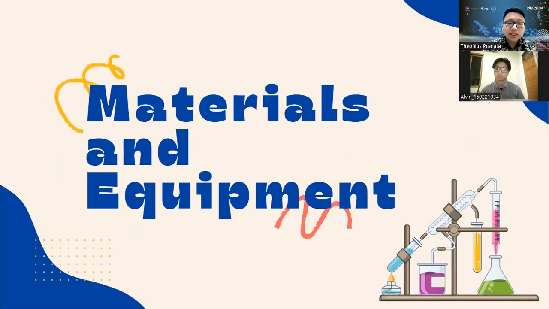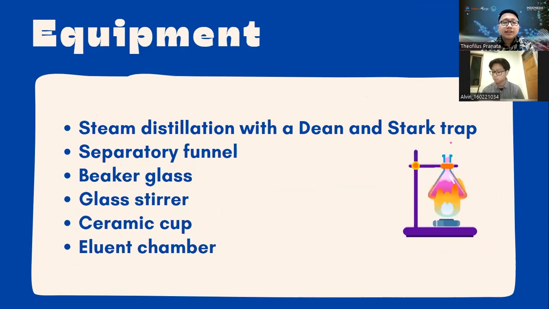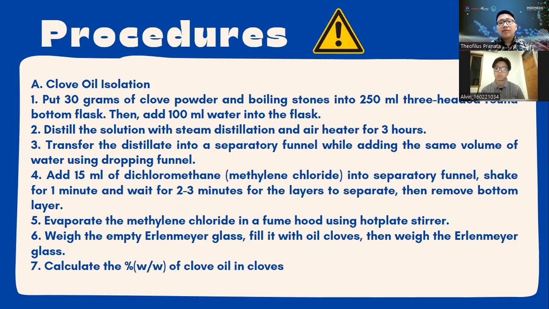And now for the materials and equipment, here we have our materials that we will be using, and the silica paper is for the thin layer chromatography. And then here's the equipment. In thin layer chromatography, we will be using the chamber. Okay, now the procedure. Here we have two parts.